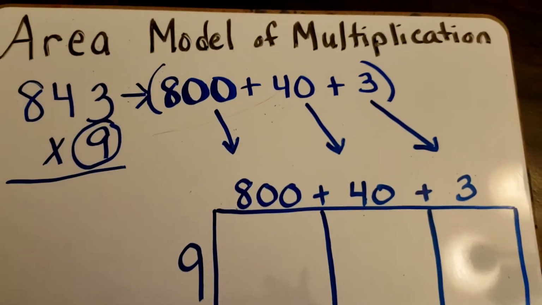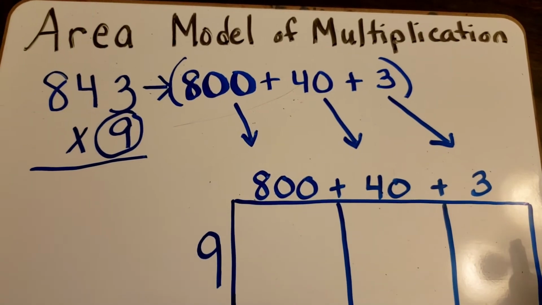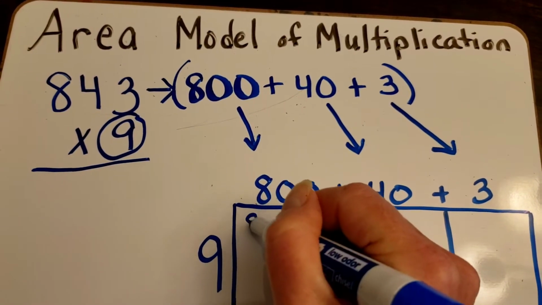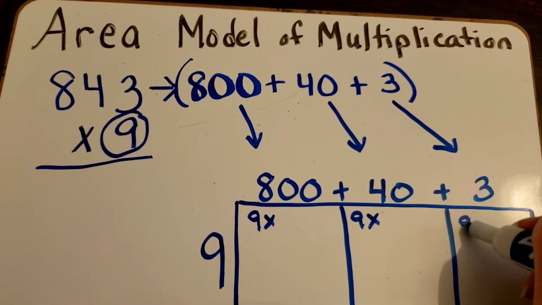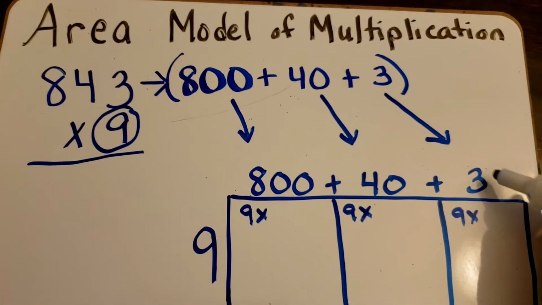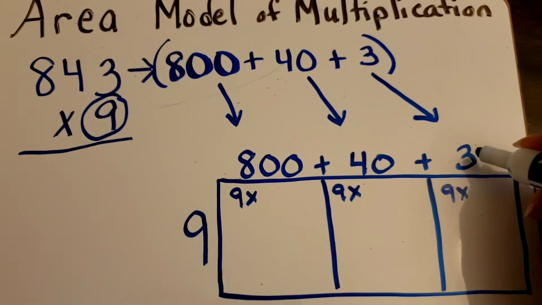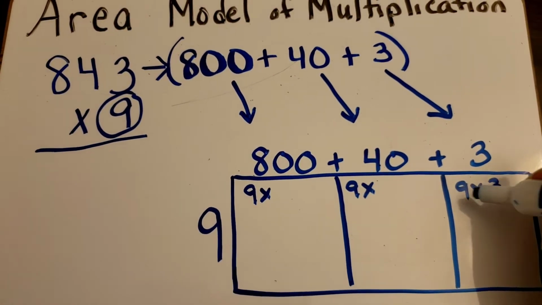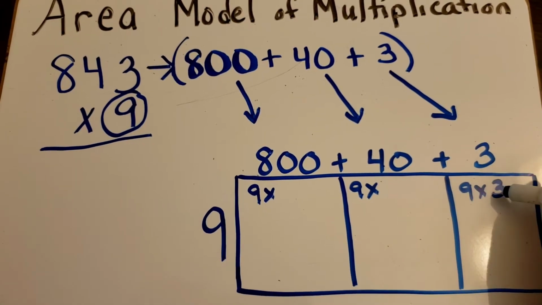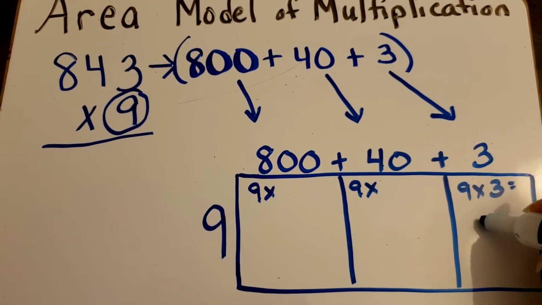Now again, we're going to multiply this like a grid. So 9 is going to multiply by each one of these values going across. And then we're going to bring down the value from above. So we're going to bring down the 3 here in the ones box, and we're going to multiply. 9 times 3 equals 27.